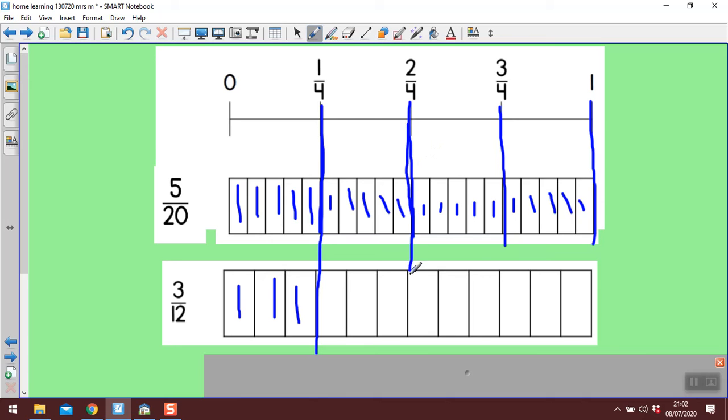2/4 is equivalent to 6/12 and also 10/20. 3/4 is equivalent to 9/12 or 15/20. And a whole one is equivalent to 12 twelfths and 20 twentieths.